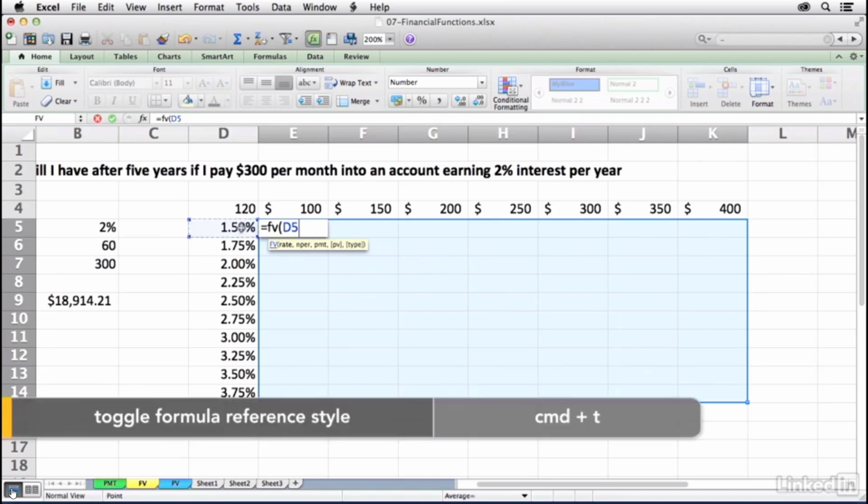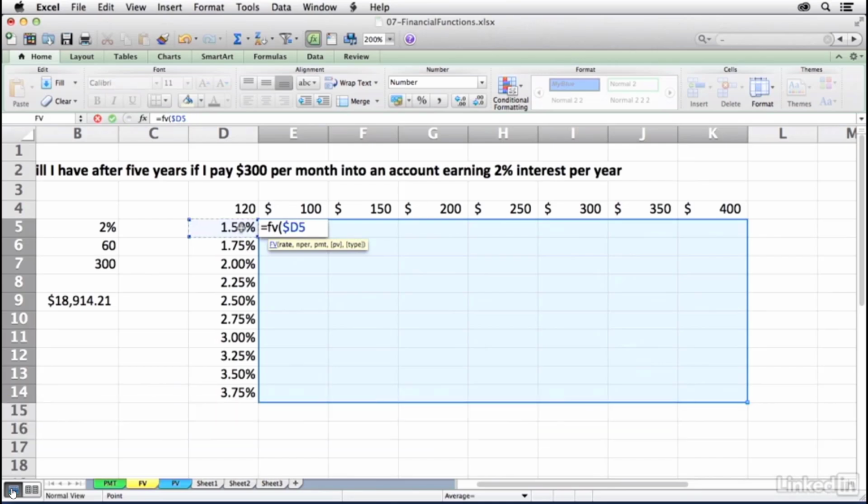So let's press Command T a few times so that we see the dollar sign in front of the D, but not in front of the 5. We need to divide that by 12, comma, the number of payments in the loan. If we put in 120, this would be for 10 years. That's 10 times 12. Let's use that number.